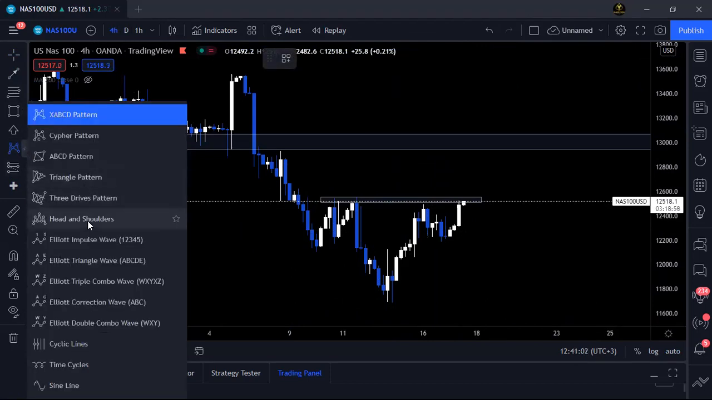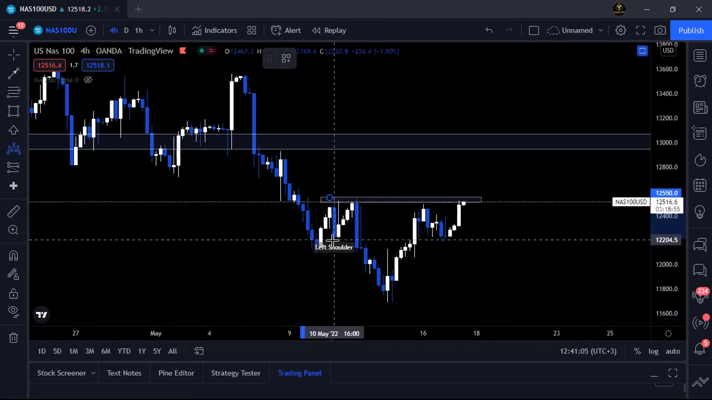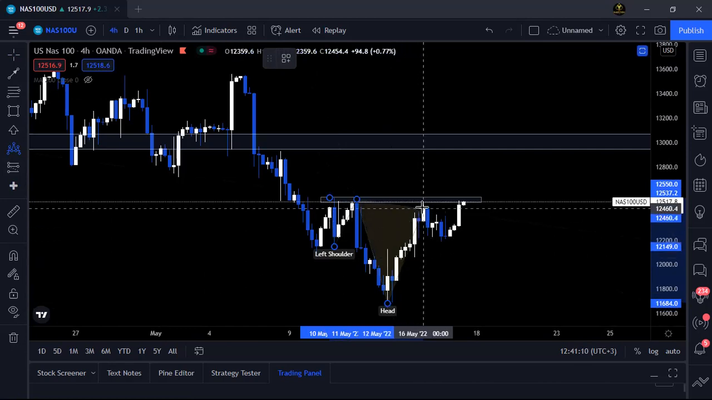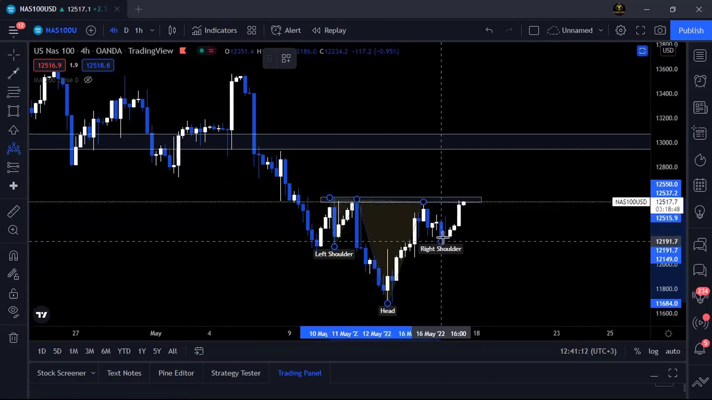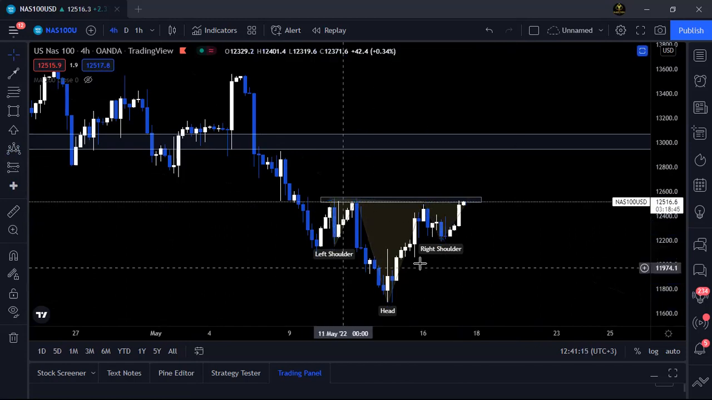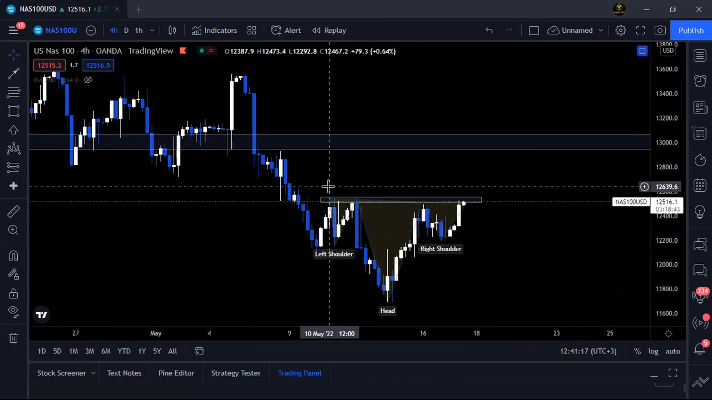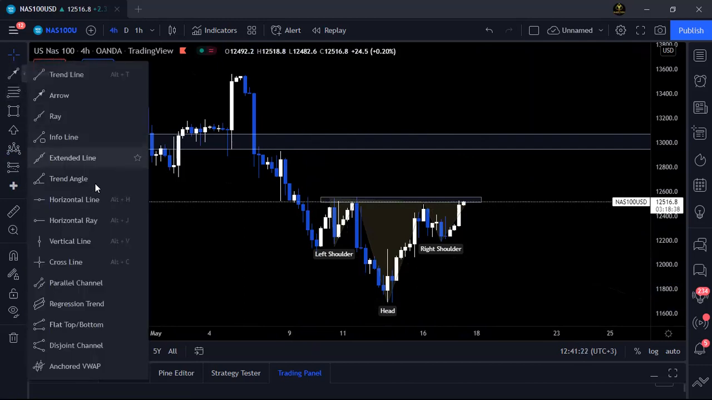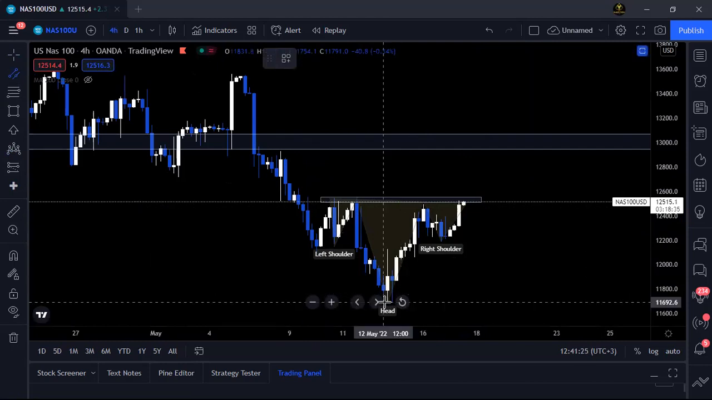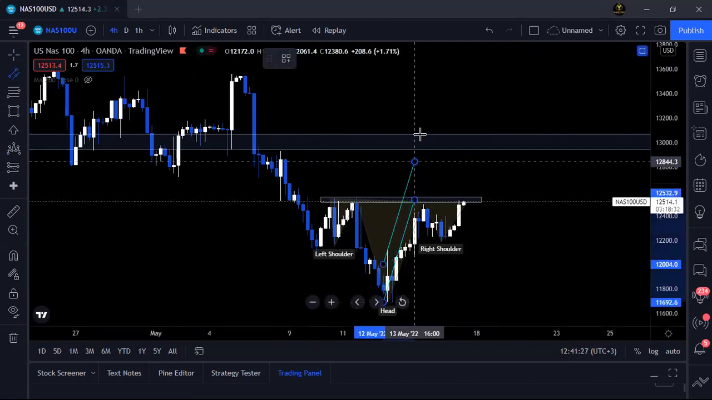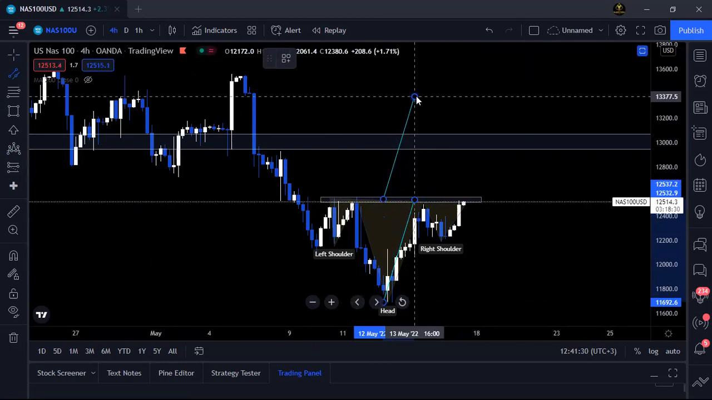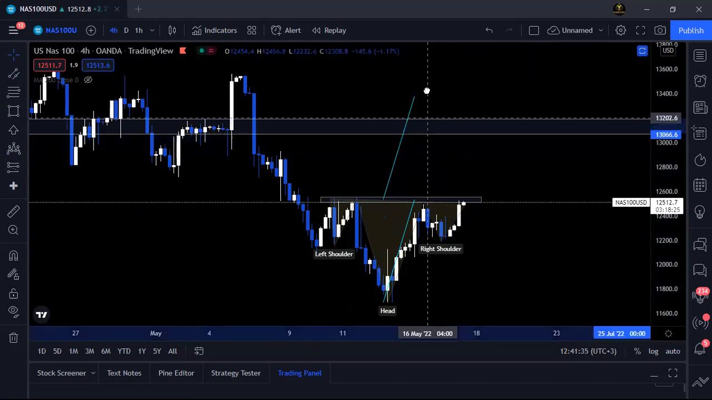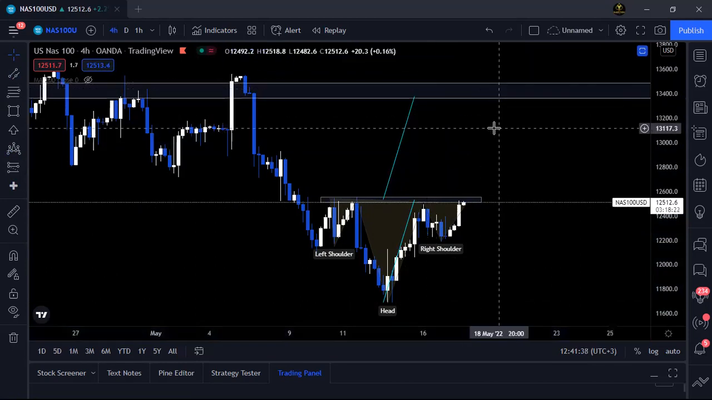There's an inverted head and shoulders in there, right? This is an inverted head and shoulders pattern right here. Left shoulder, head, right shoulder, right? Now, if prices do manage to break this neckline, obviously we'll be trading this head and shoulders pattern from here to here. This will be our target up here, right? So over here, this will be our target.